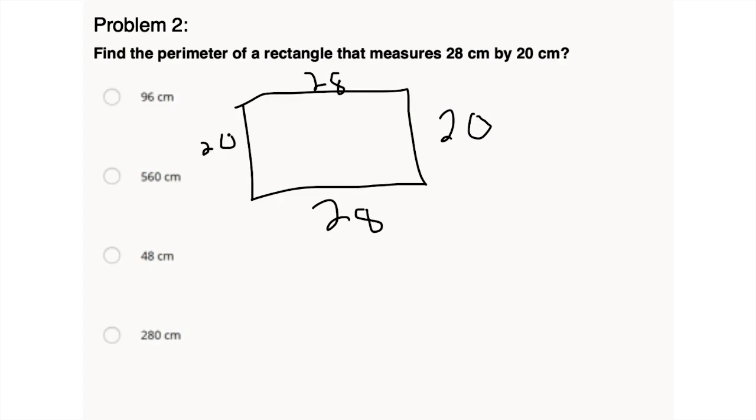So if we were to add those all together, 20 plus 20 is 40, 28 plus 28, that's going to be 40 plus 16, so that's 56. So 56 plus 40, that's going to be 96. So that's our answer. And if it was easier to think about it all in terms of the 20s, it would be 20, 40, 60, 80 plus the extra 16, 96.